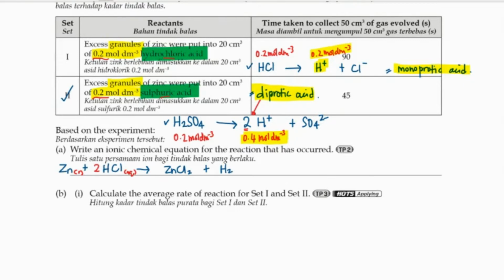Yes or no, class? Zinc chloride. Chloride is insoluble only for lead, silver, and mercury chloride. Okay, only these three are insoluble. Others all are soluble. So zinc chloride is not in here, right? So this one is soluble, meaning that it is aqueous.